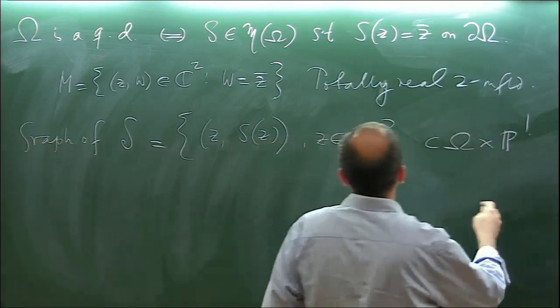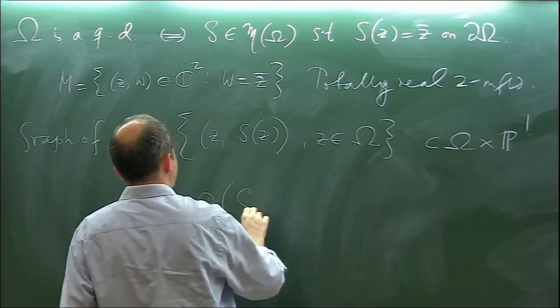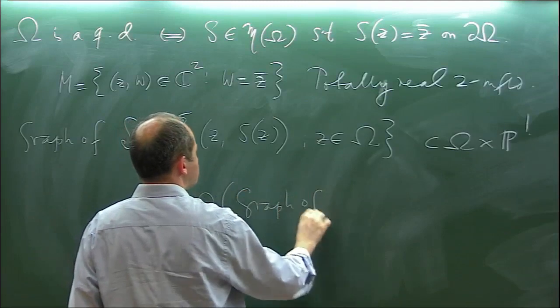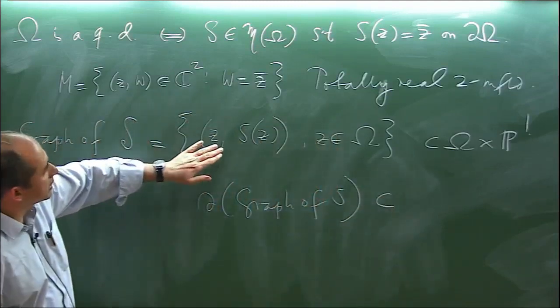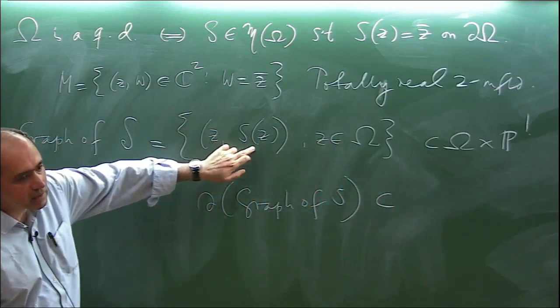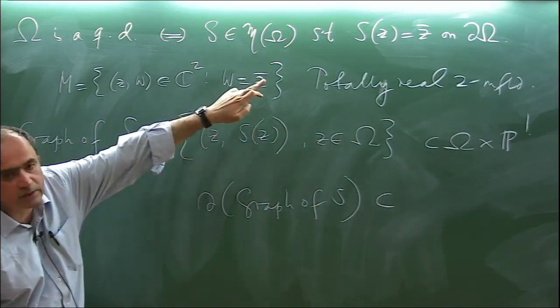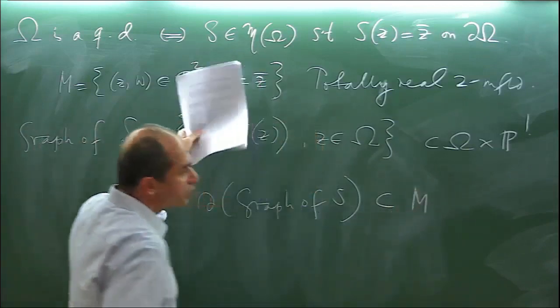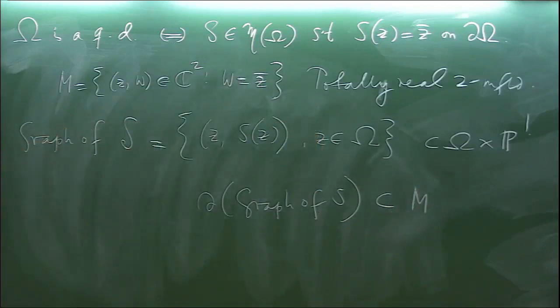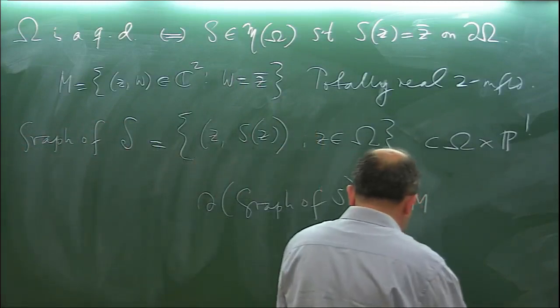And where does the boundary lie? Boundary of graph of S. This lies in all the points of the form Z comma Z bar, because S is equal to Z bar on the boundary of omega. So they are sitting inside M, which is a totally real manifold. So we have the same setup here.